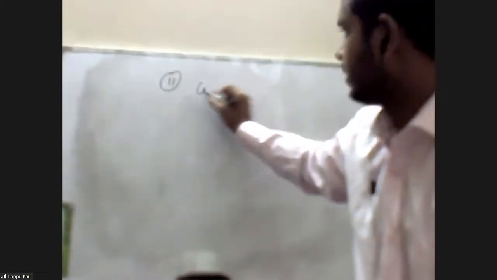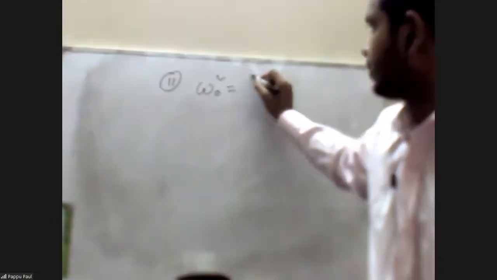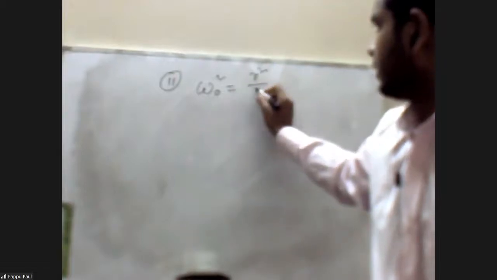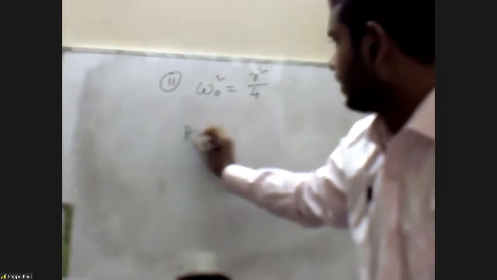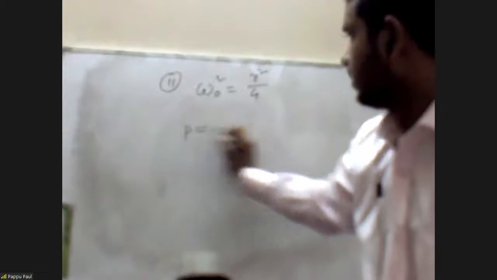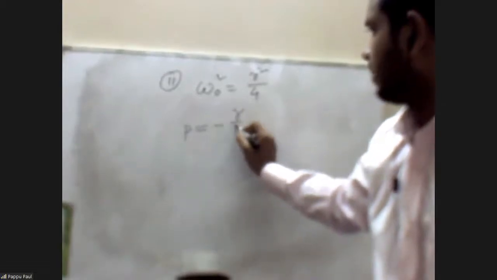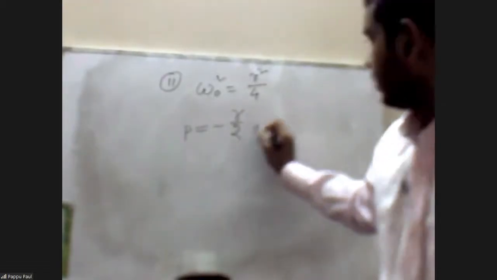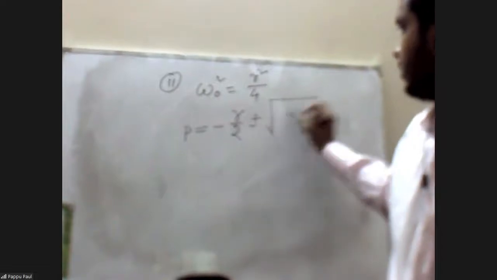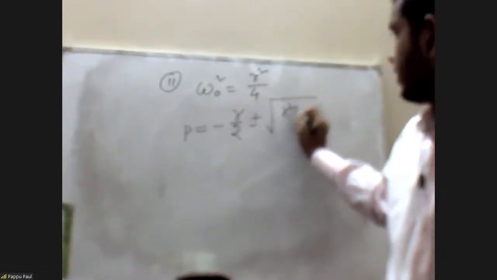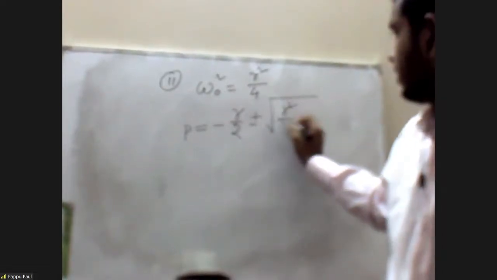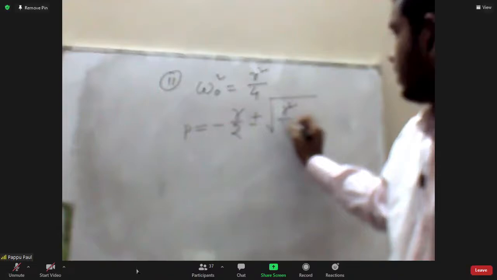In the second scenario, omega naught square is equal to gamma square divided by 4, and we have p equals minus gamma by 2 plus or minus the root of gamma square divided by 4 minus omega naught square.